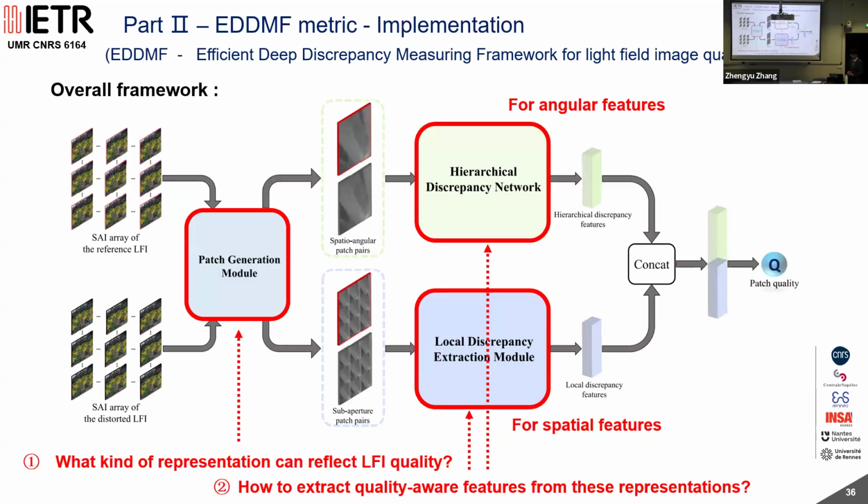Here we present the overall framework of our proposed EDDMF metric. Generally, given a distorted light field image and its reference information, we first propose a patch generation model to extract both the spatial angular patches and sub-aperture patches. That is to address the first difficulty. And then these two kinds of patches are input into two different modules to extract the angular features and spatial features respectively. That is to address the second difficulty.